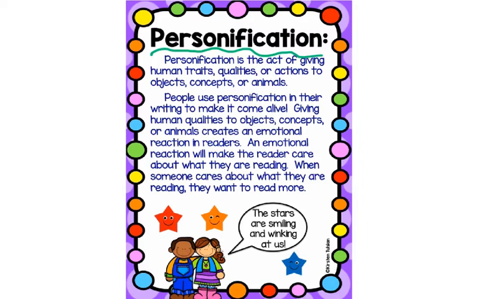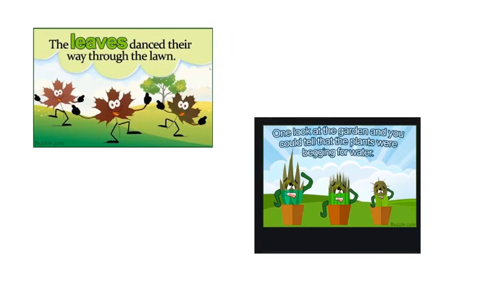There's some other examples of personification. The leaves dance their way through the lawn. We know leaves don't really dance, but when they're blowing in a breeze, they might look like they're dancing because of the way they move. So when we say the leaves dance their way through the lawn, it just might mean they were blowing across the lawn and it looked really pretty.